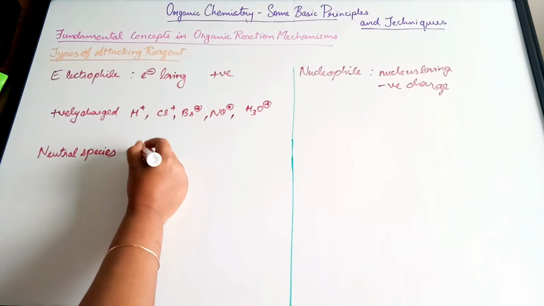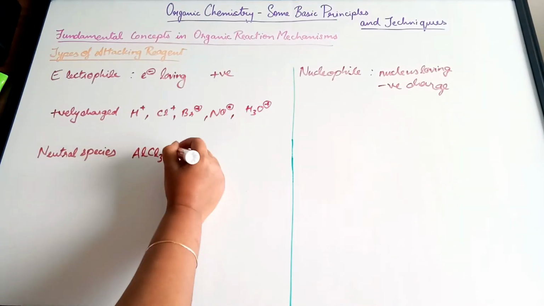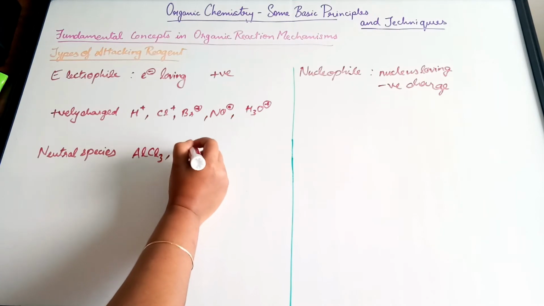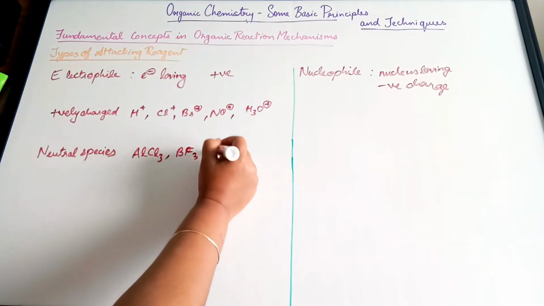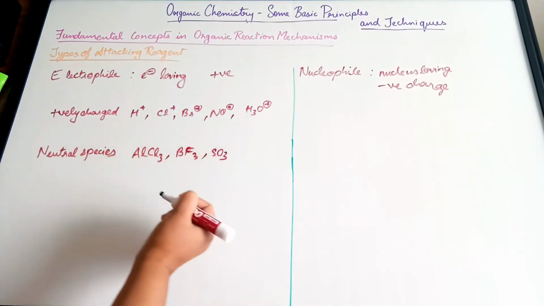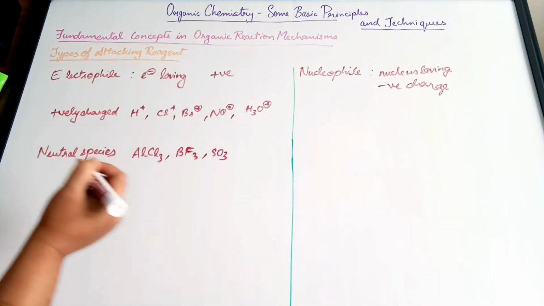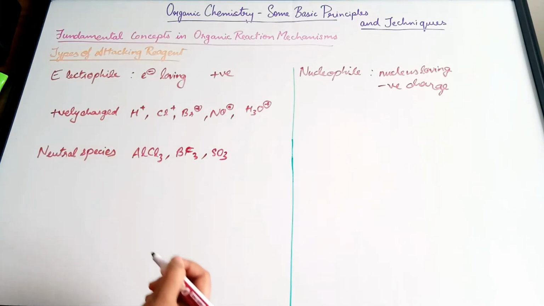whereas neutral species examples include AlCl3, BF3, SO3. In case of AlCl3 and BF3, aluminium and boron do not have an octet, so they want to complete the octet, and that's why they act as an electrophile. So they're neutral species that act as an electrophile.